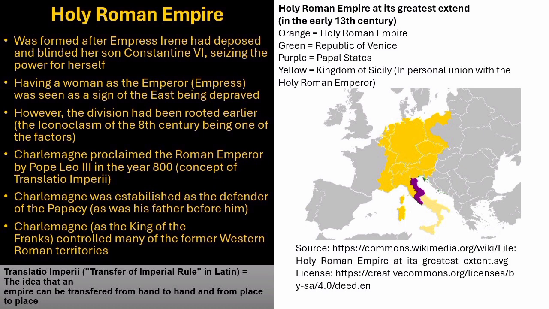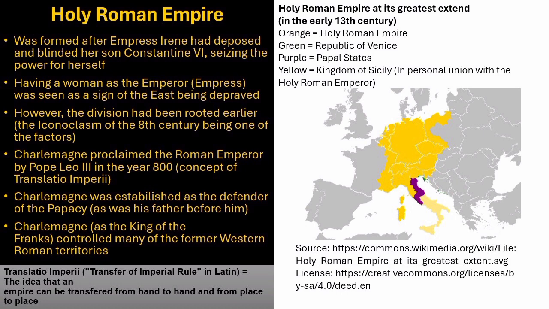So, Pope Leo III proclaimed the King of the Franks, also known as Charlemagne, as the Roman Emperor in December of the year 800. With this came the concept of translatio imperii, or transfer of imperial rule, which is the idea that an empire can be transferred from hand to hand and from place to place.